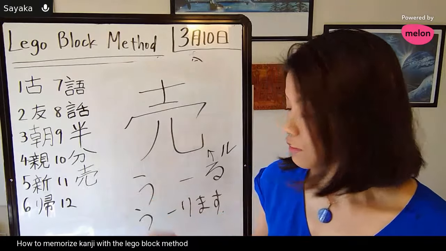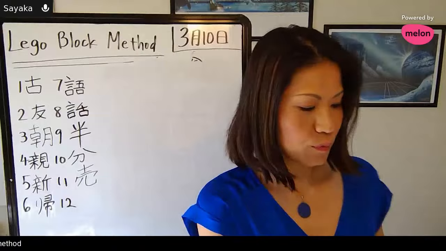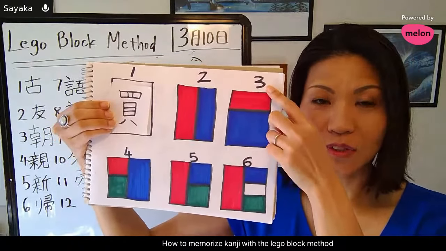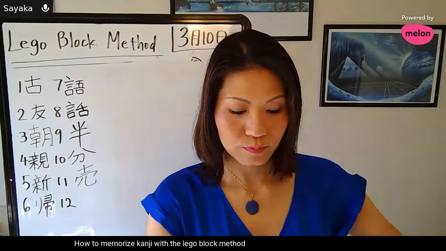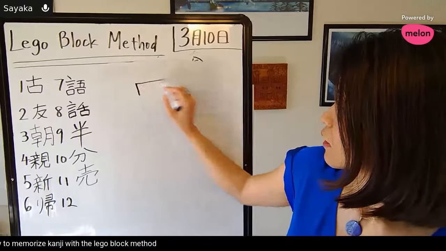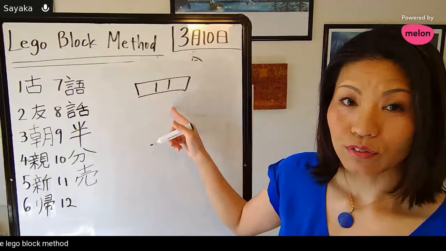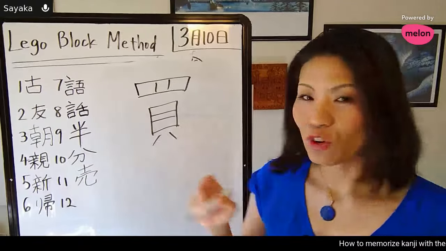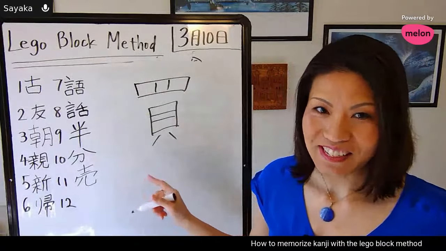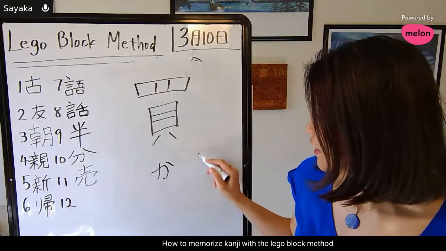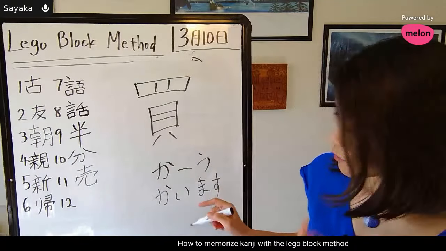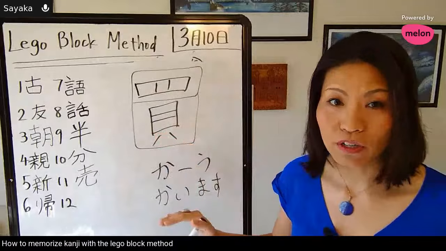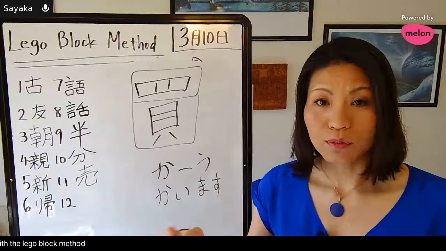The last one is, これはどのパターンですか？これは3のパターンです。上と下です。上は、it's like a number 4, 四。下は、目と、like, little mustache です。This kanji means to buy, 買う、買います。Right? So, remember that when you see the kanji as a part, it gives you a clue how to read it.